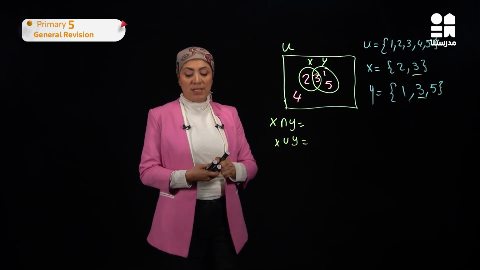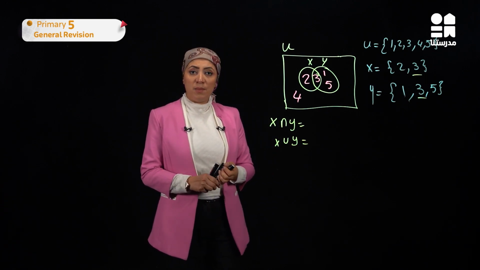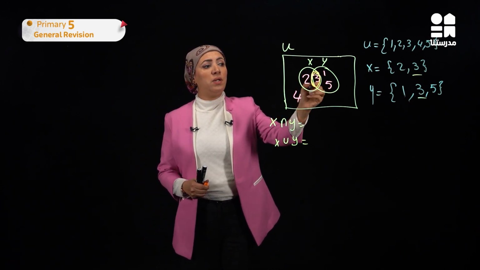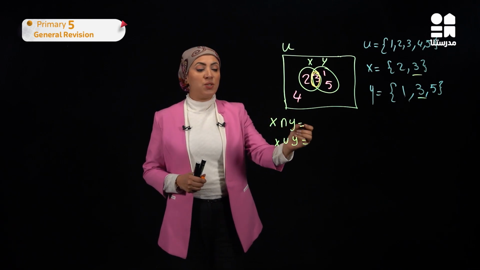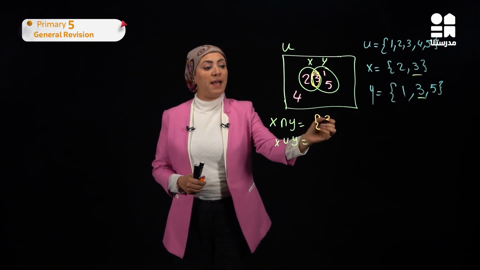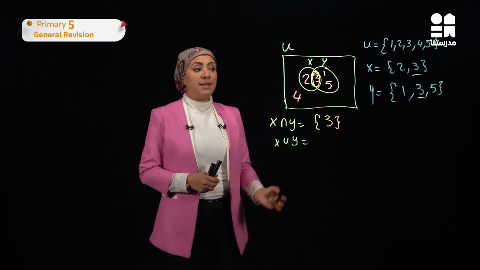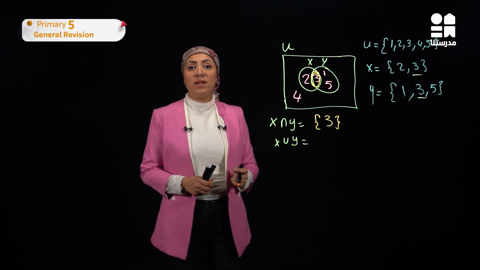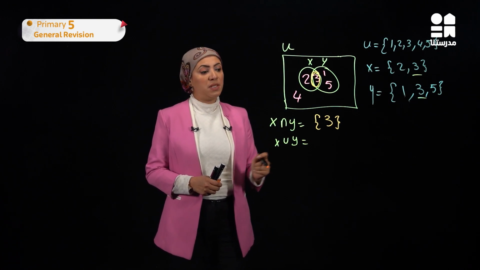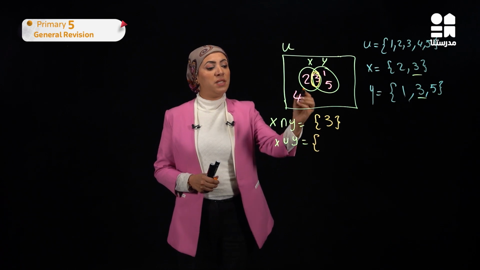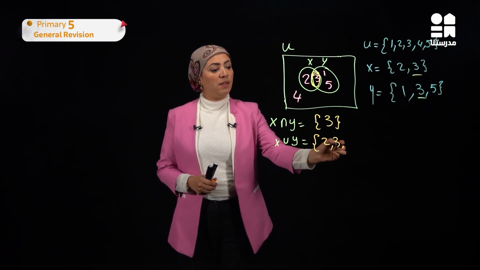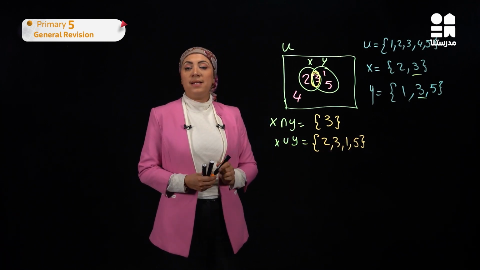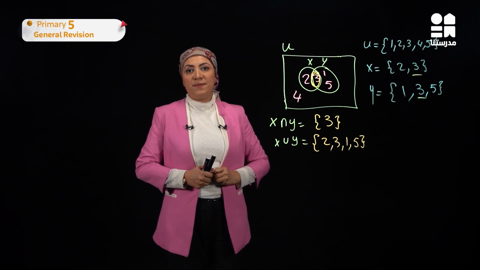Okay, X intersects Y is the common elements between X and Y. And as you see here, our common element is only one, which is 3. So X intersects Y is the set of element 3, and X union Y means all the elements in X and Y without repeating the common elements. So it is the set of elements 2, 3, 1, and 5. Okay, that's it for this question. Let's go back to finish our work.